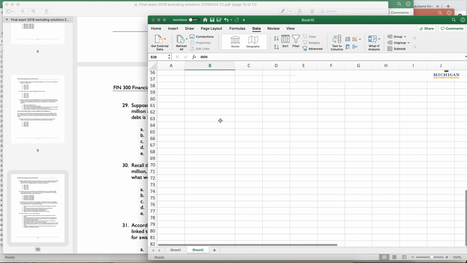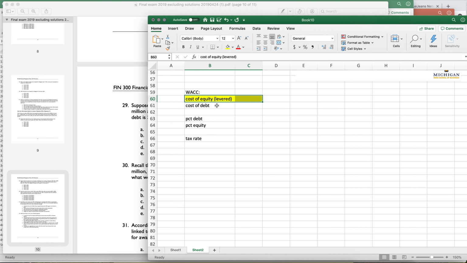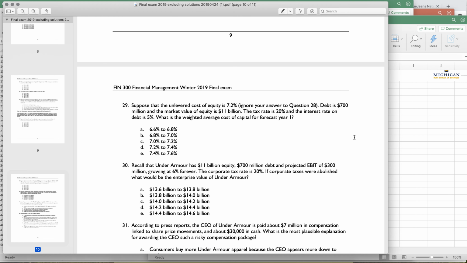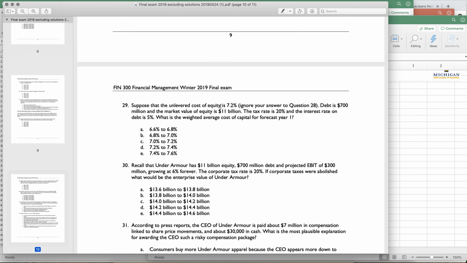Okay, so to get the weighted average cost of capital, what we need is cost of equity, and this is levered, cost of debt, percent debt, percent equity, and the tax rate. This is the main thing that we need. Let me highlight that. The cost of debt is given to us at 5%. The percent debt and percent equity.